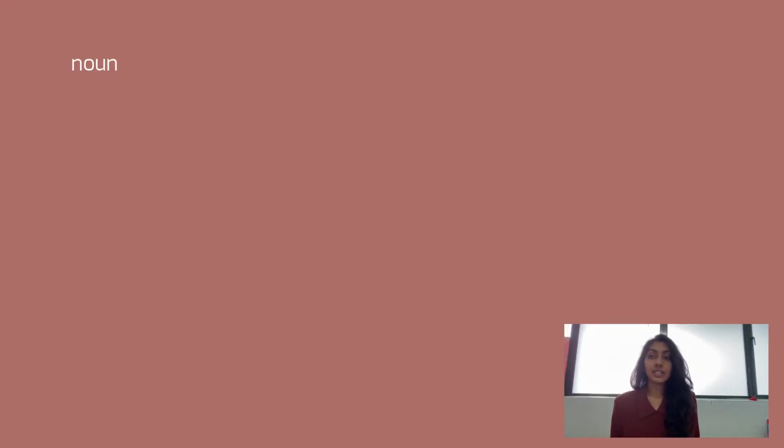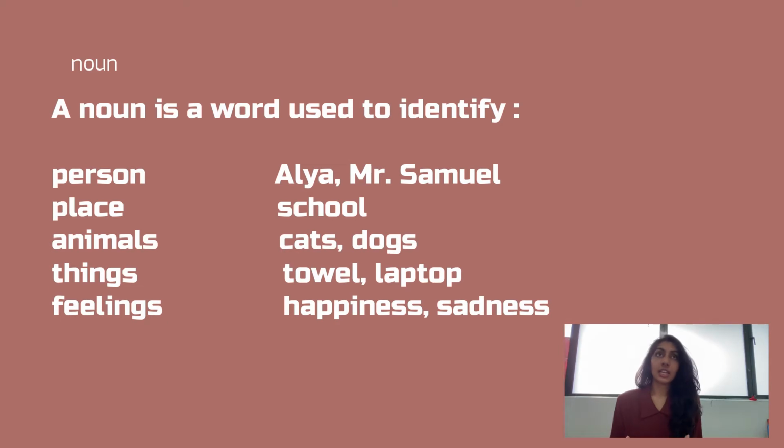So let us start off with what is a noun. A noun is basically a word that is used to identify a person. Alia is a noun. Mr. Samuel is a noun. Or a place, like school. School is a noun. Or animals, like cats and dogs. Or things, like towel, laptop. Feelings are nouns as well, like happiness, sadness.